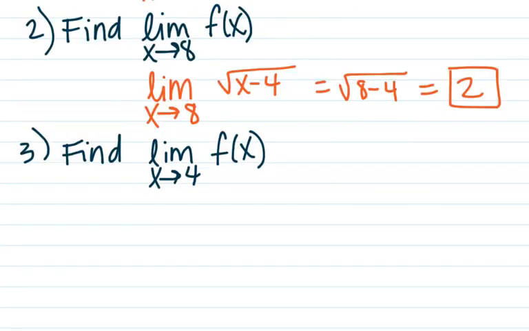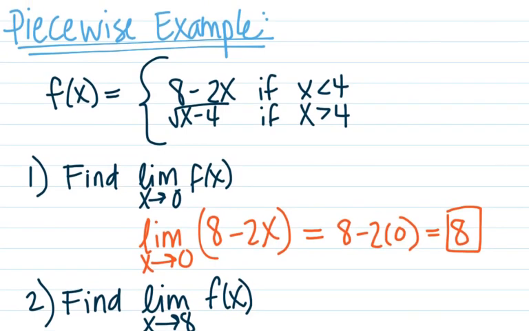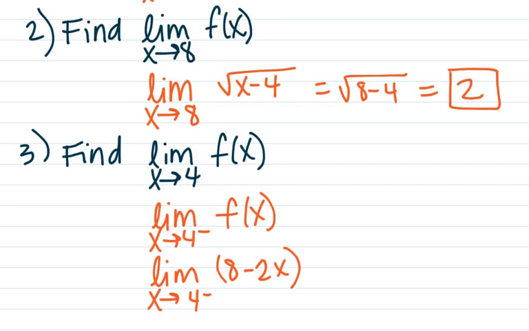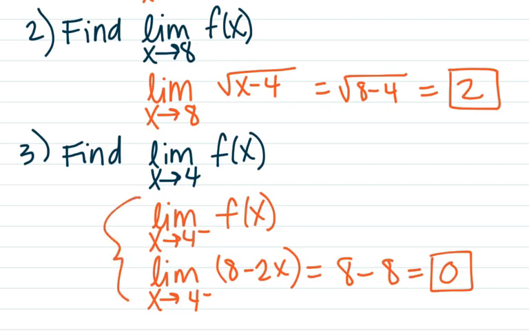So for our third example, we're going to do the limit as x approaches 4 of the function f of x. First I'm going to find the left hand limit, and if we're looking to the left of 4, that really is saying anything that is less than 4. So we'll be using that first piece to look at the left hand limit. So the limit as x approaches 4 from the left of 8 minus 2x. If we plug in that 4, we're going to end up with 8 minus 2 times 4, which is 0. I'm getting a left hand limit of 0. So this is for our left hand.